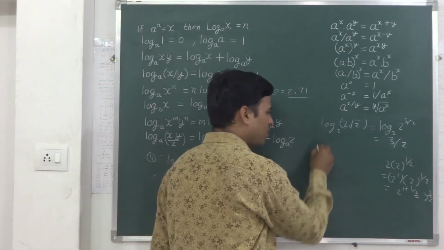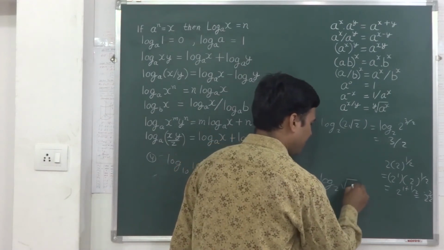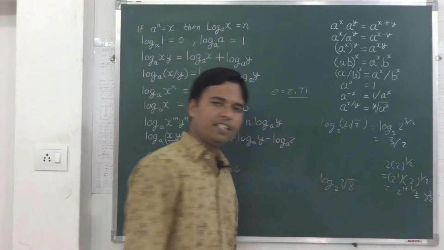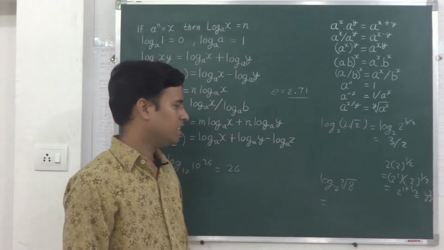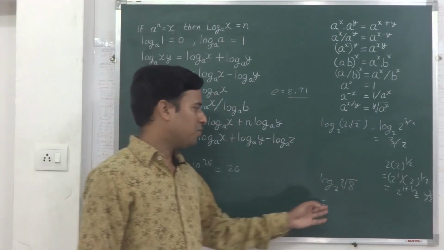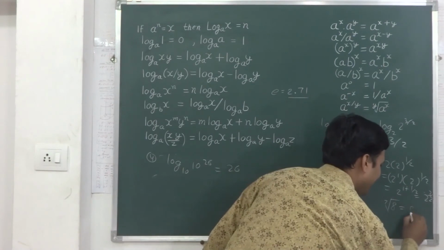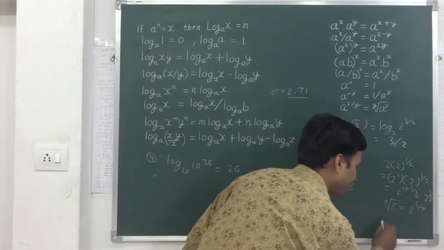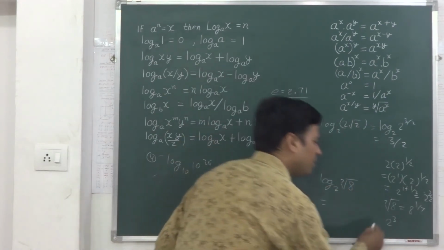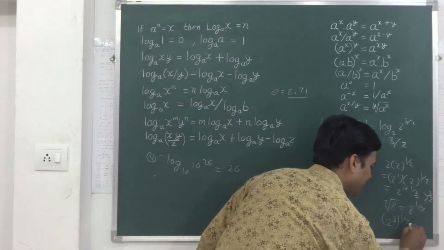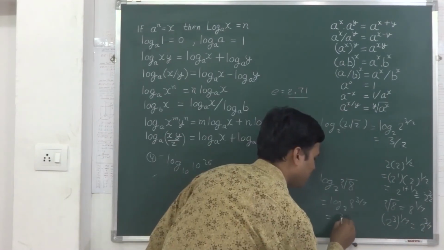Now, in another problem, log base 2 of the 7th root of 8. What would be its value? First we will convert the number into the base of 2. So, it can be written as 8 power 1 by 7. But 8 is itself 2 power 3. So, 8 power 1 by 7 can be written as 2 power 3 upon 7, which is equal to 3 upon 7.